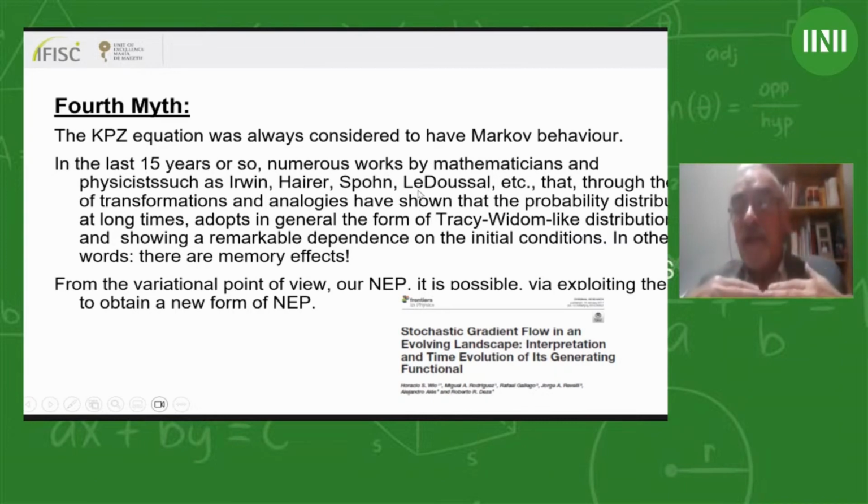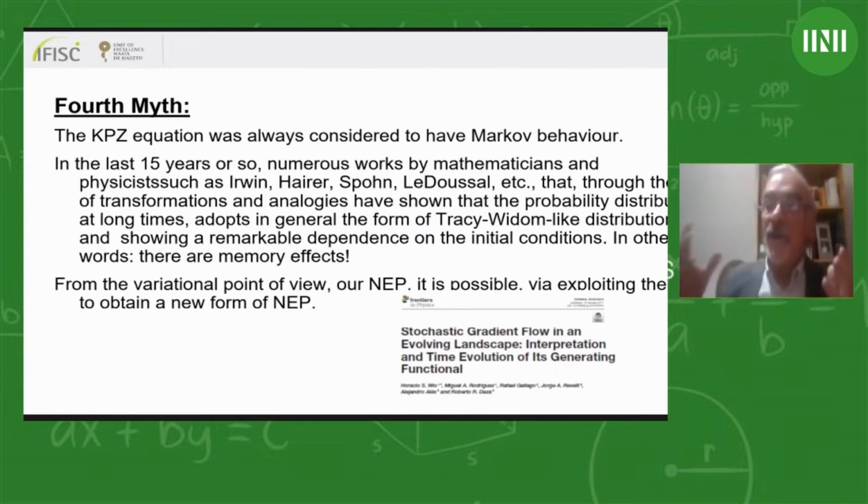If you put a flat initial condition, you obtain Tracy-Widom. If you put a bubble initial condition, you get a Baik-Rains distribution, I think, I don't remember. But the important point is that there are memory effects. From the variational point of view, that is our NEP, it is possible to exploit the Fokker-Planck equation to obtain a new form of the NEP. And this was done in this paper.